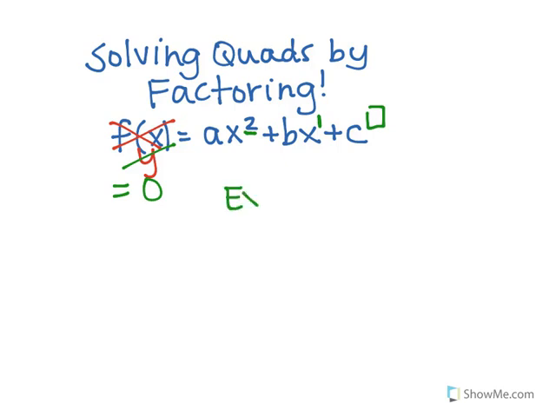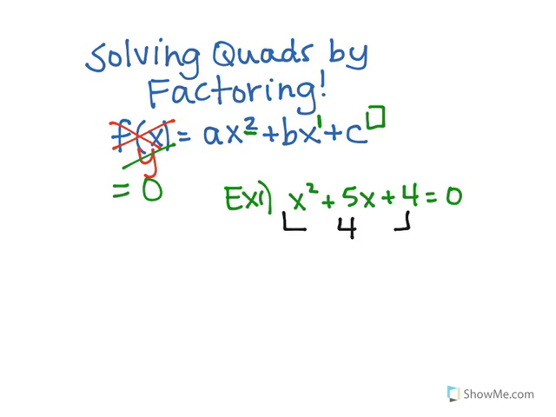So to give you an example, if we have x squared plus 5x plus 4 equals 0. The first step's already done because it equals 0, which is important. It must equal 0 or we can't solve it. In this case, we don't need to do anything there, so we can go ahead and start to factor.